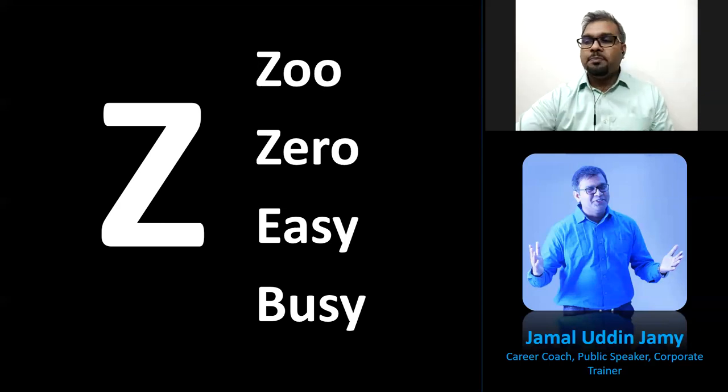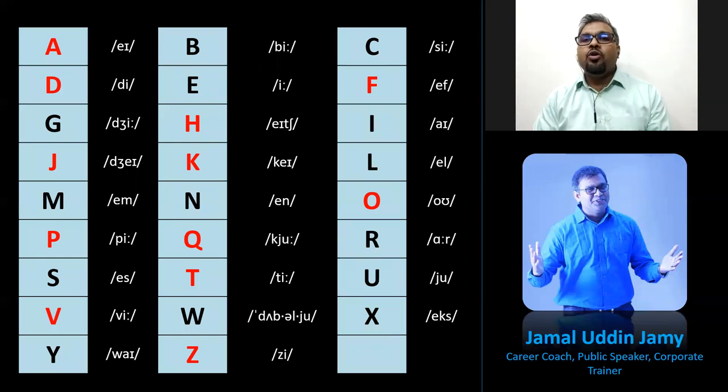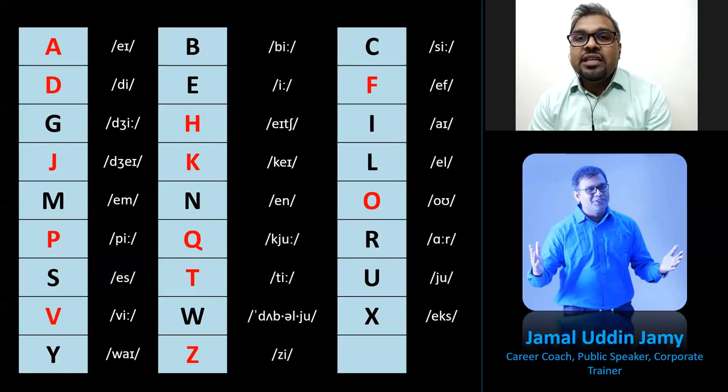That was all. Let's just recap the whole class again. A, B, C, D, E, F, G. Repeat after me and follow my place of articulation, okay? A, B, C, D, E, F, G, H, I, J, K, L, M, N, O, P, Q, R, S, T, U, V, W, X, Y, Z.